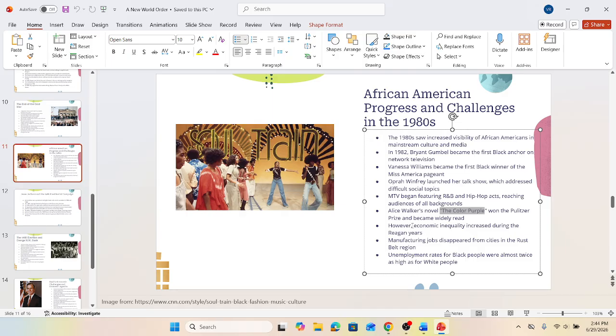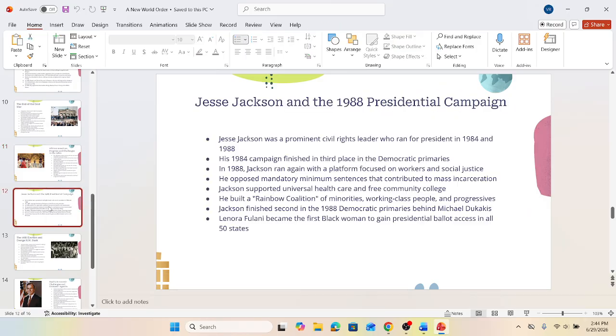However, the economic inequality continued to increase during the Reagan years. And unemployment rates for black people were almost twice as high as for white people. So they experienced both forward movement and backward movement in the 1980s.